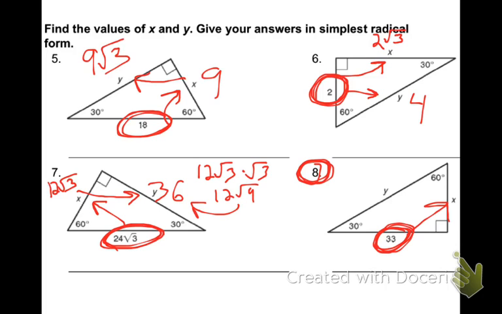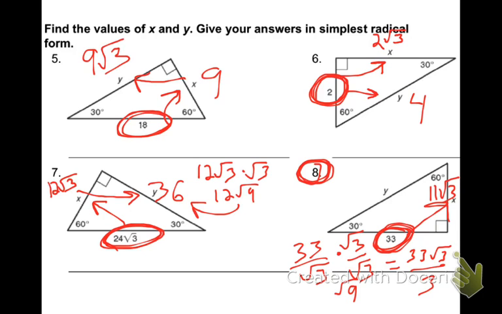So the short side is square root of 3, right? Technically I want to divide by the square root of 3. But again, we don't like a radical in the denominator, right? So we multiply by the square root of 3 over the square root of 3, which gets me 3 square root of 3 over the square root of 3 times the square root of 3, which is the square root of 9. The square root of 9 is 3. So I get 1 square root of 3. And now that I have the short side, how do you find the hypotenuse? You double it, and you get 2 square root of 3.